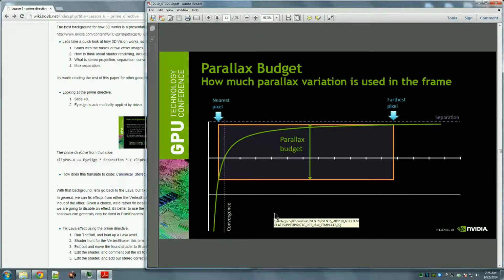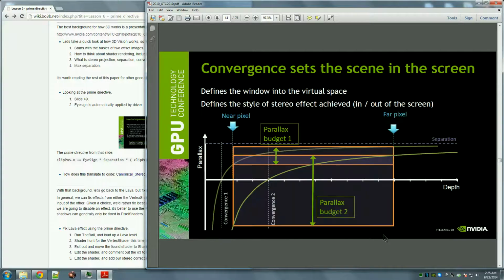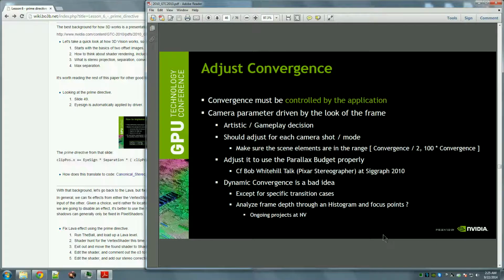So what's the difference between the closest thing that they can see versus the thing that they can see the farthest away? Some people have a much larger parallax range than others. When you first start, your parallax range is actually pretty small, and that grows as you get experience. So we're not going to go into the parallax budget, but this is all interesting stuff and gives you some idea of how it goes.